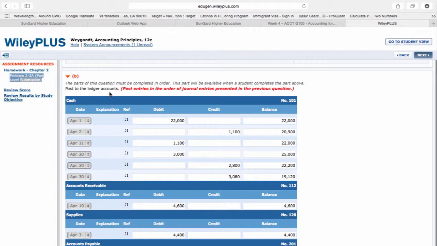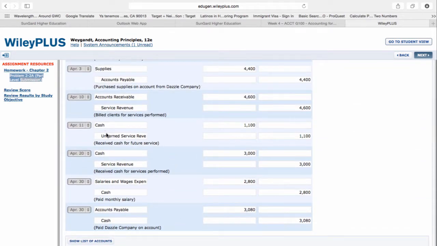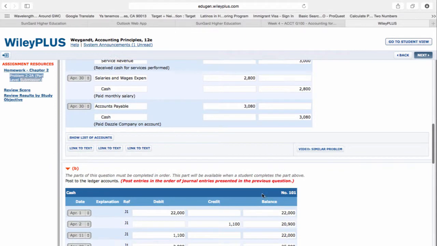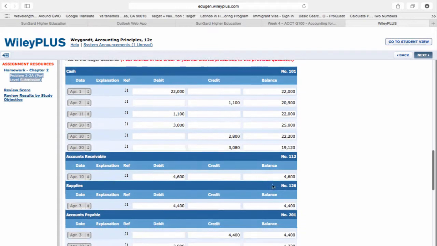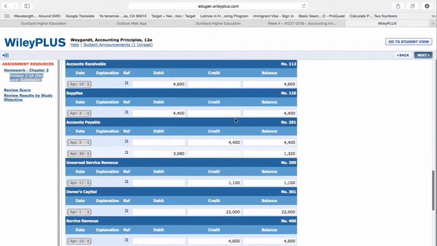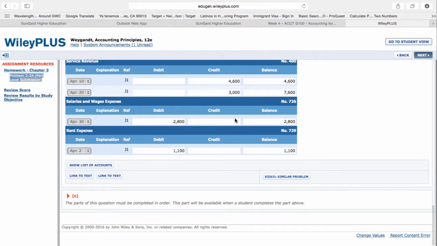Remember, posting to the ledger is separating each of the transactions based on each account. So you're going to have all the transactions that are pertaining to cash in one area. All you're going to do is look for them and transfer them either as a debit or a credit, depending on how they were recorded. Like, for example, April 11 was cash as a debit, but on April 30th, there was a cash as a credit. You make sure that you journalize every single one in chronological order as a debit or credit and find the balance. And you do the same for the rest, for accounts receivable, for supplies, for accounts payable, and so on. And again, it's not going to let you go on to the next part until you finish this.